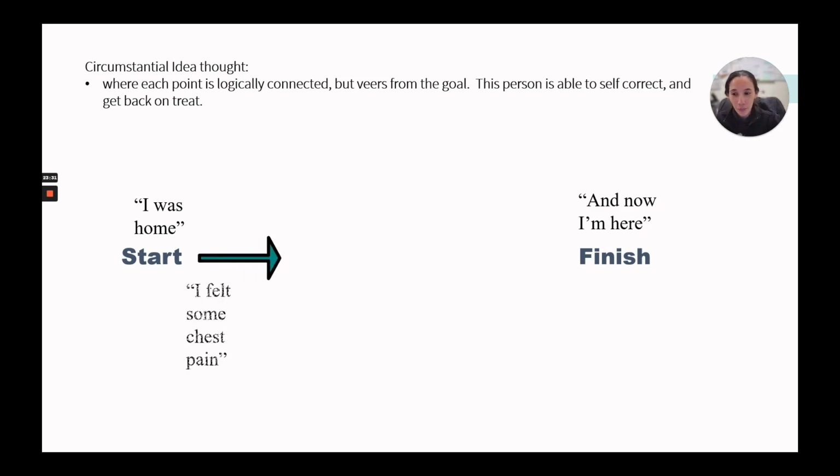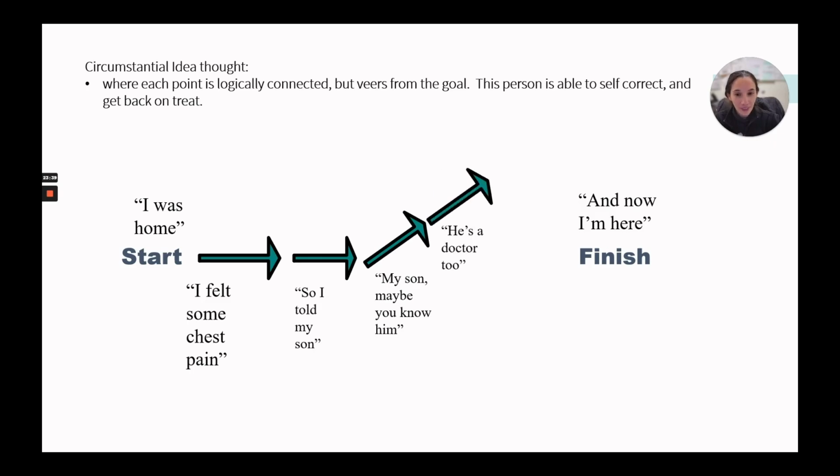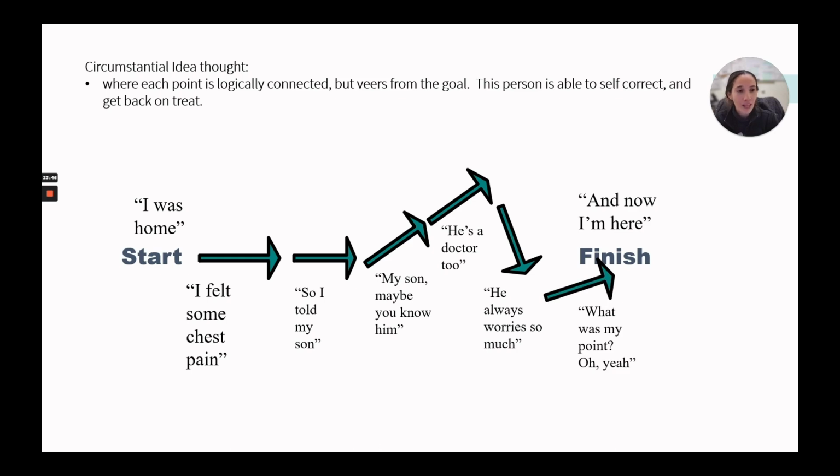I was home. I felt some chest pain, so I told my son, maybe you know him. He's a doctor too. He always worries so much. What was my point? Oh yeah, and now I'm here. So this is a circumstantial idea thought.